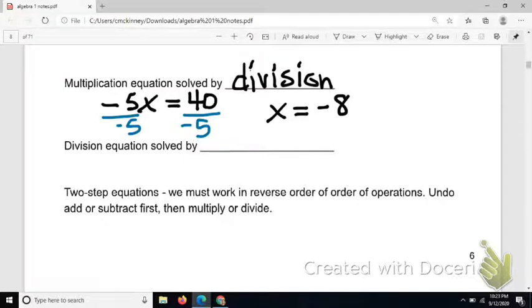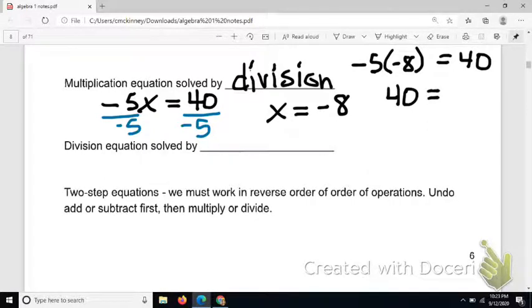Any equation, I should always be able to plug my answer in and get a true statement. So negative 5 times negative 8 should equal 40. 5 times 8 is 40. Same signs, answer is positive. So it checks. It works. When I say check your work, I don't mean look at it 4 times. I mean take your solution, your value for x or whatever variable, and replace the x with that number and make sure both sides of the equation are indeed equal.